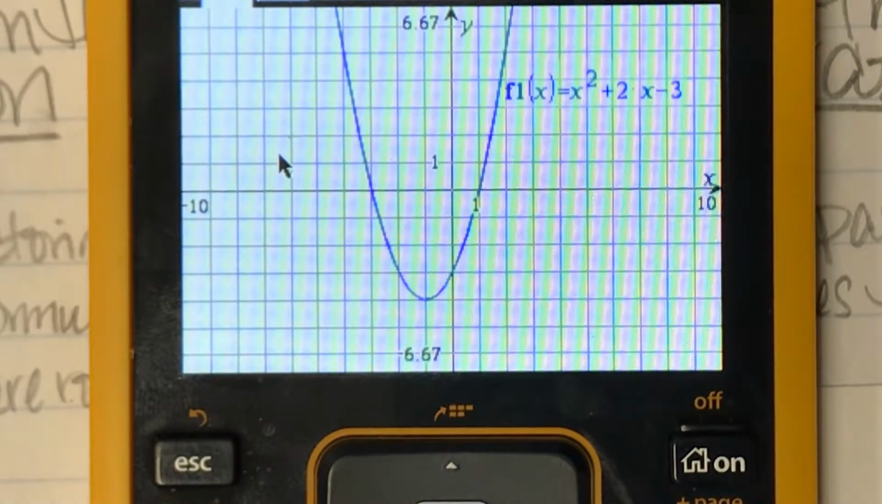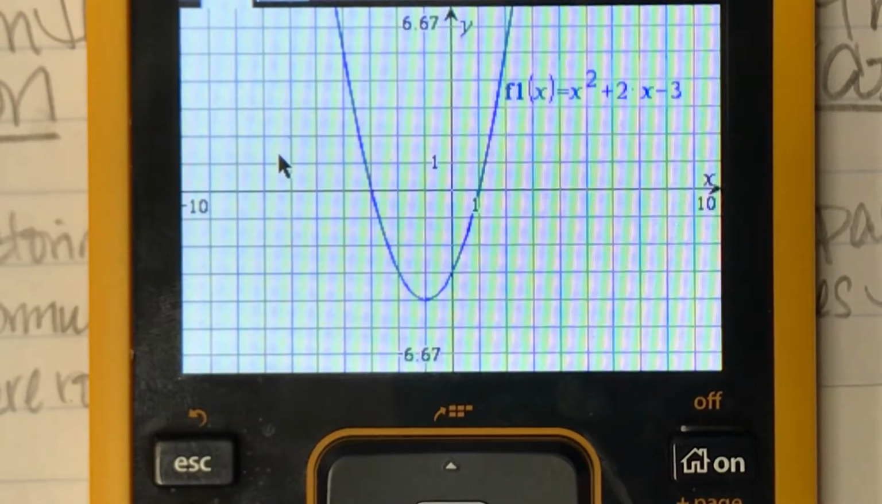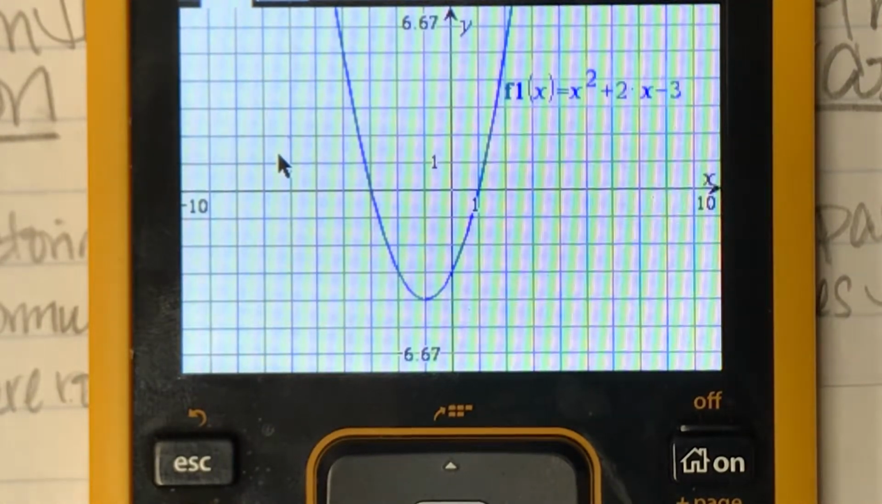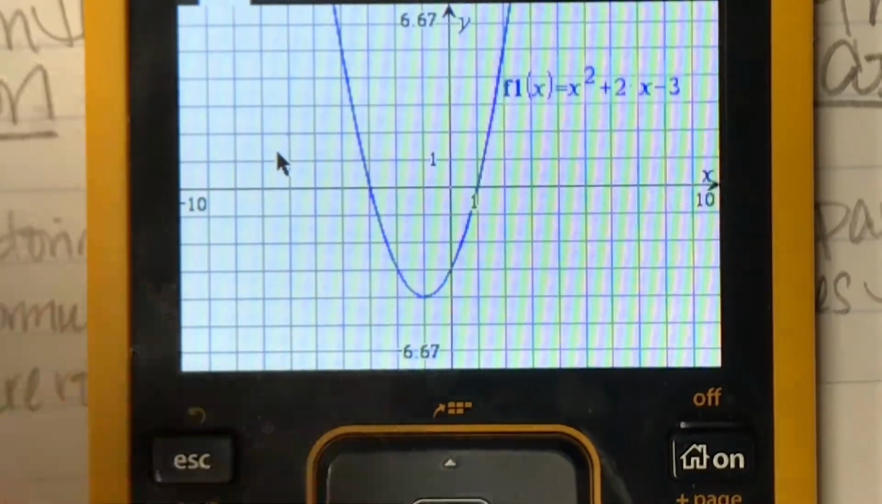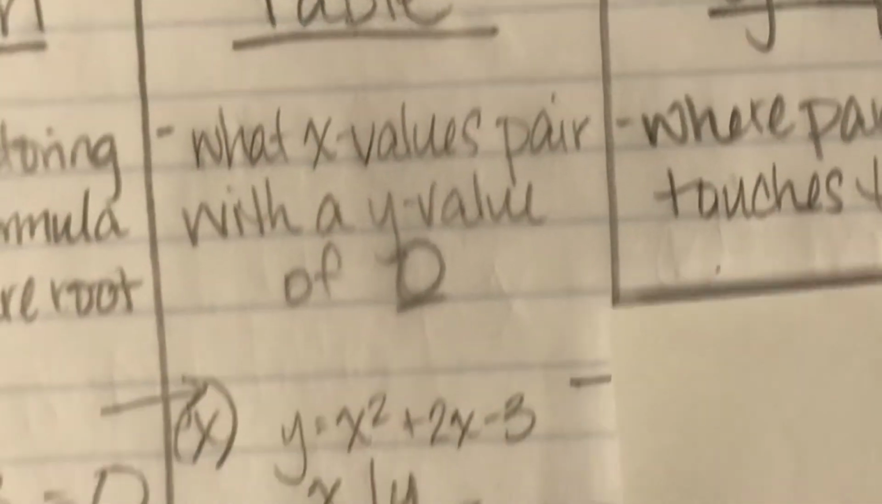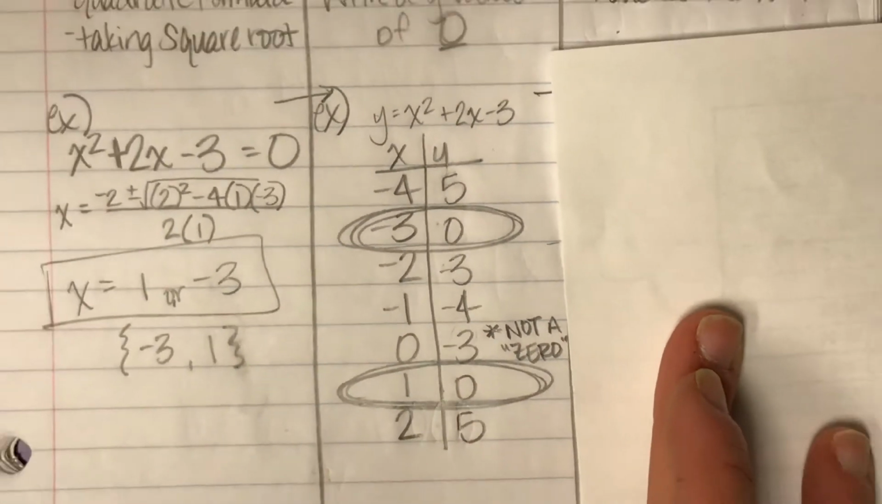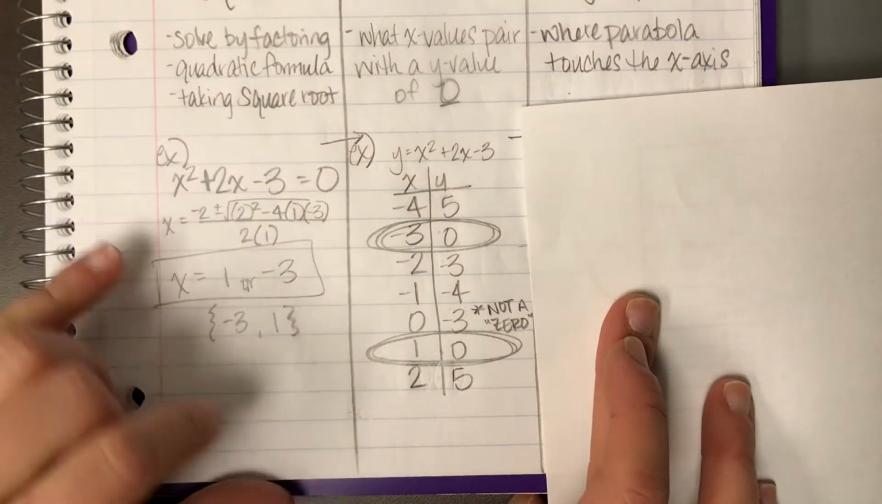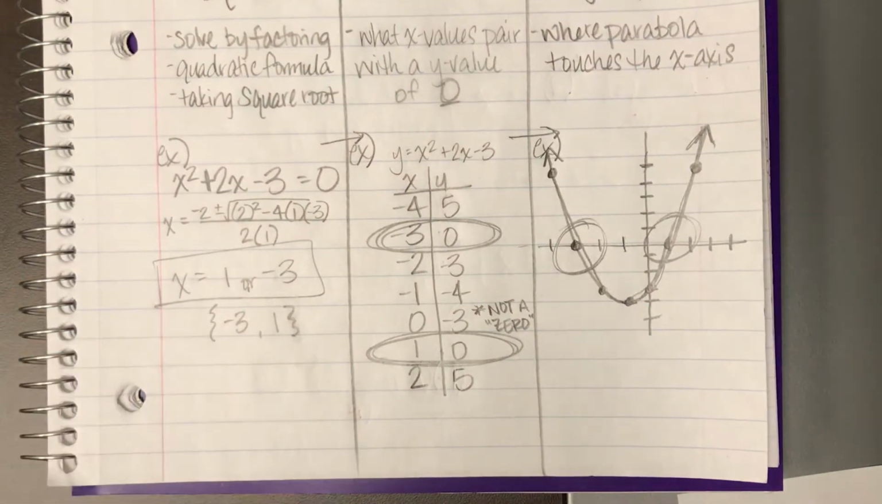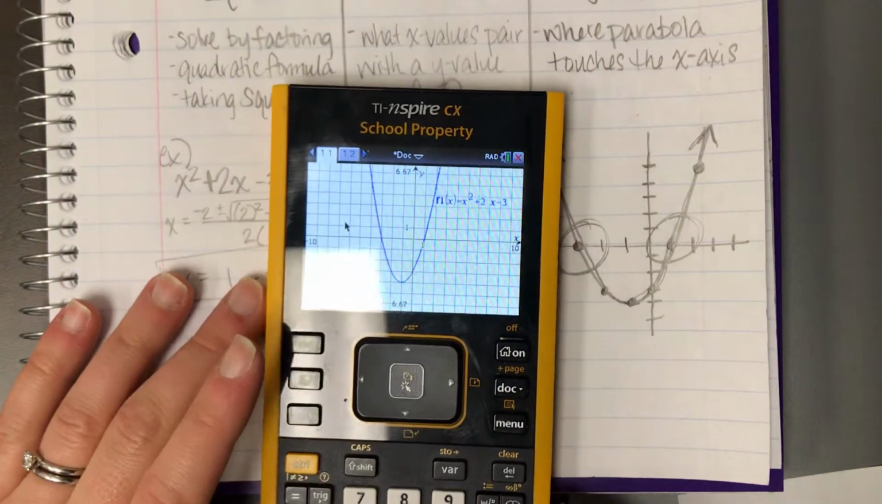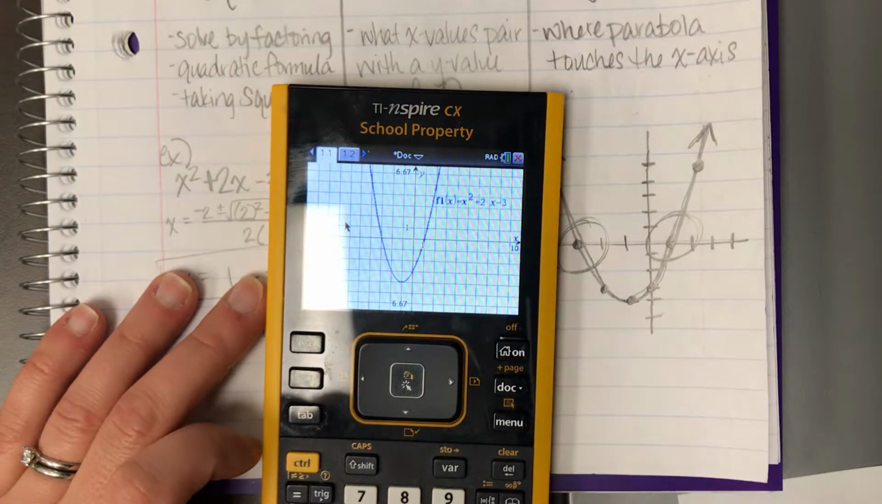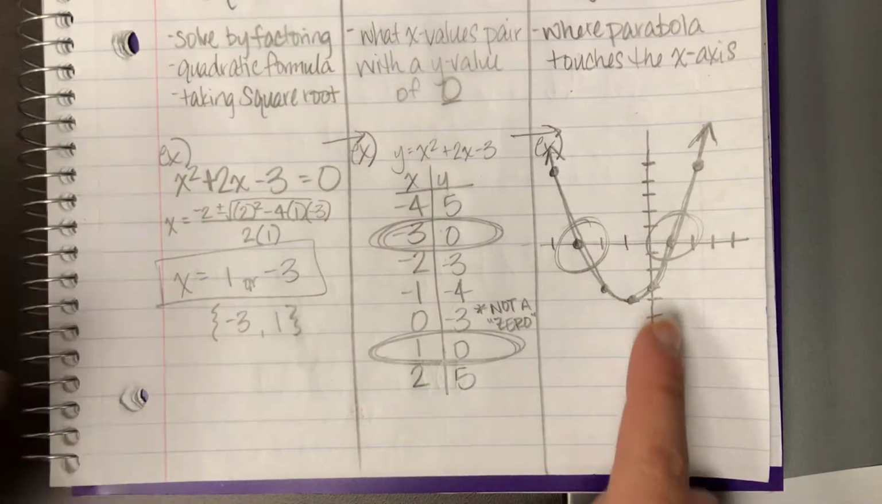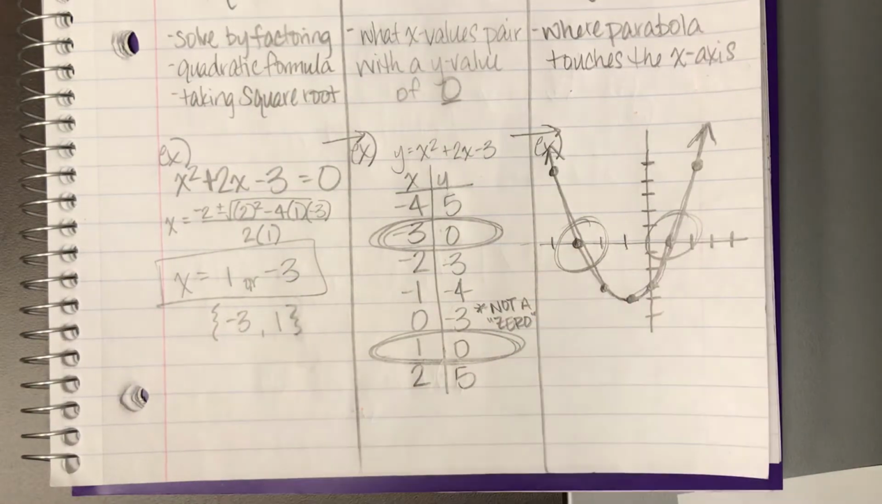So you basically have 3 different methods that all reveal the same key numbers about this quadratic. You can solve it from an equation. You get -3 and 1. You can look at the table and see, where does that table give you a 0? And it's -3 and 1. And then you can look at, well, where does that graph touch the x-axis? This is just a sketch of that same graph. I used some specific values. And the graph is also showing me -3 and 1.